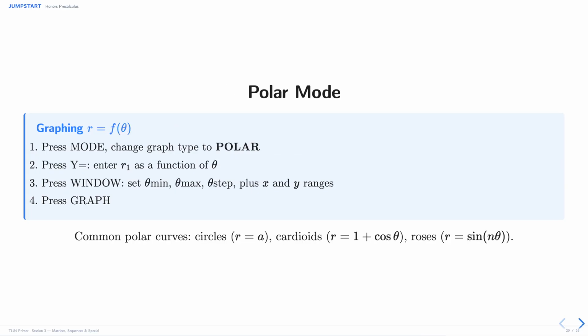In polar mode, you can graph equations of the form r equals a function of theta. Change the graph type to polar and enter your equation for r as a function of theta. Set the appropriate window settings for theta and the x and y ranges. Common polar curves include circles and roses, which can be graphed effectively in this mode.